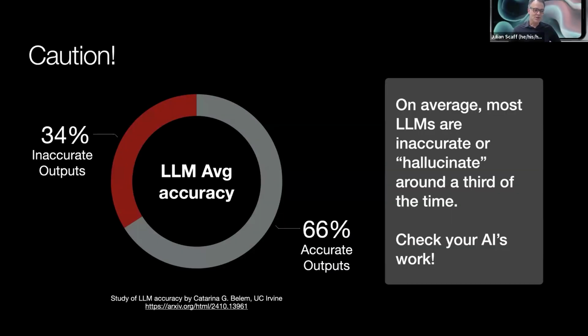Now, there's research that shows that the large language models, the LLMs, produce inaccurate information on average about a third of the time, about 34% of the time, actually, in this particular study that was done by Katarina Bellum at UC Irvine. There's a study that was published on Arxiv, sorry. And so this produces a problem. It makes blind trust in the outputs of LLMs quite risky.